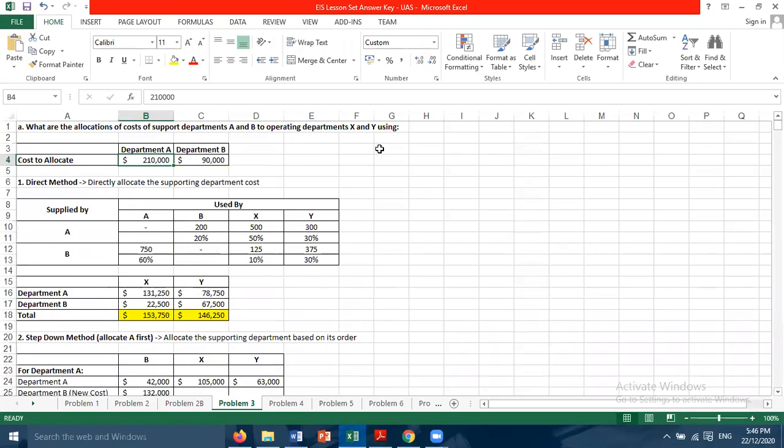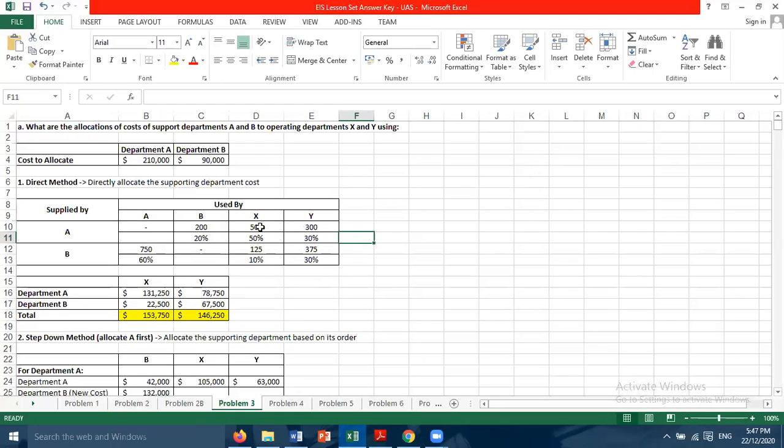So once again, in the direct method, all we need to do is directly allocate the cost of the supporting departments to the operating departments. What do we mean? It means that we don't recognize the work done used by other supporting departments. Although B uses work done from supporting department A, we don't recognize this in the direct method. So all we need to do is directly allocate the 210,000 and 90,000 to X and Y.